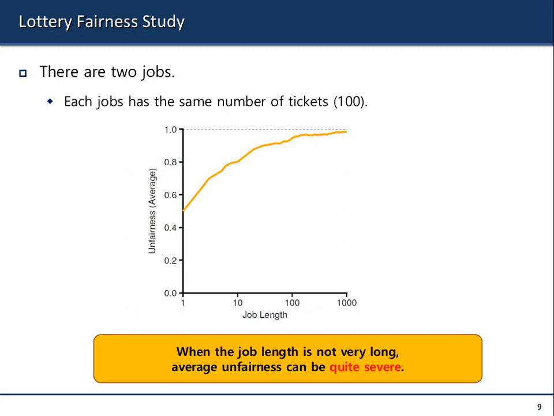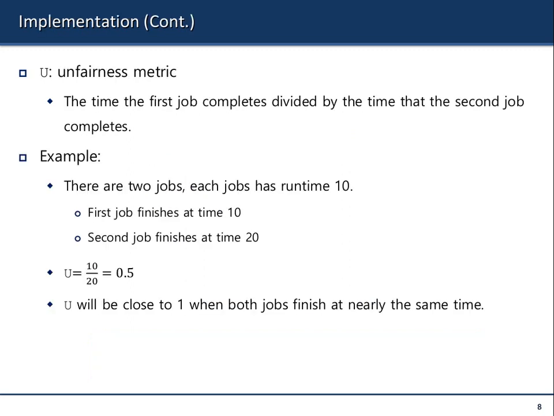So in the long run, if the job lengths are long, eventually that metric becomes fair. We have the average turnaround time, we have response time, and then we can have this U, unfairness metric.